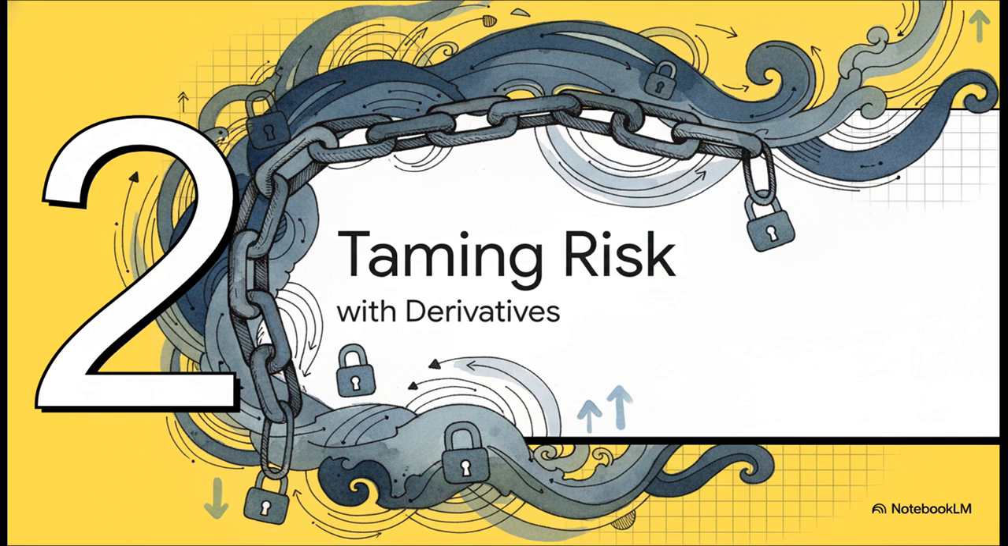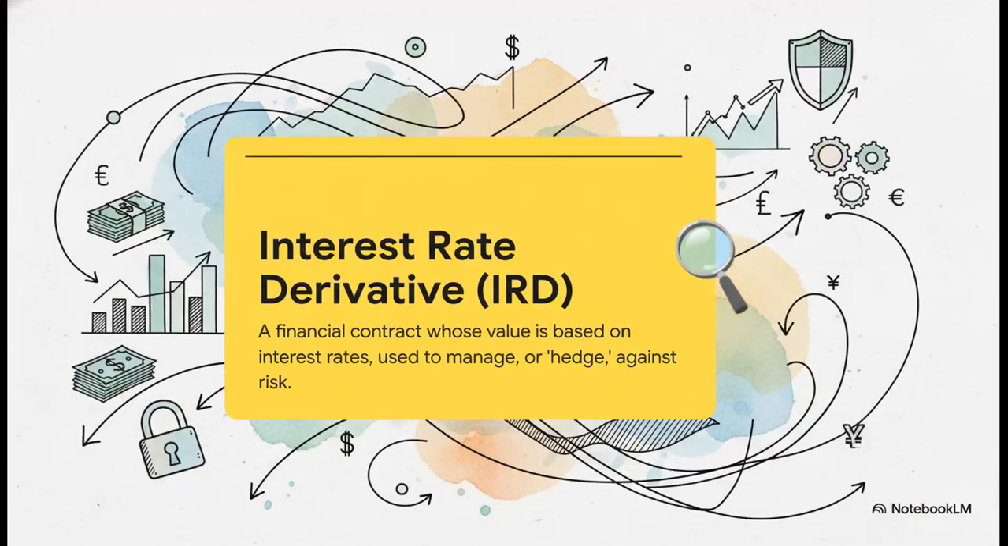So how in the world does the financial system handle that kind of uncertainty? And that brings us right to our next section, where we're going to look at a special set of tools built specifically to tame that risk. We're talking about derivatives. So what on earth is an interest rate derivative, or an IRD? Well, it's just a contract, but its value is tied directly to what interest rates are doing. The whole point of it is to help people manage, or what the pros call hedge, the risk that comes from those rates going up or down.